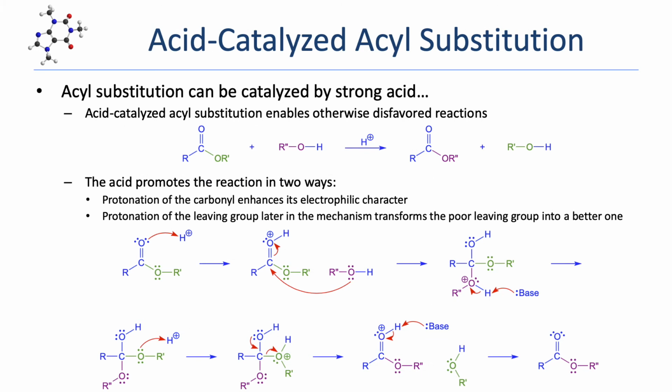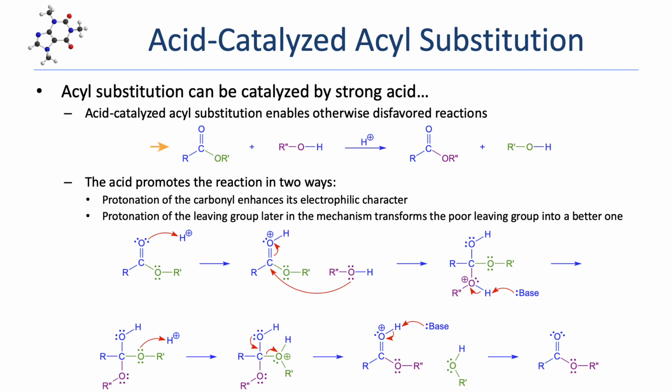Fortunately, carboxylic acids can be coerced to undergo acyl substitution through acid catalysis. In fact, most acyl substitutions can be catalyzed by the use of a strong acid. As you'll see, the acid-catalyzed acyl substitution enables otherwise disfavored reactions. So here I show a general example.